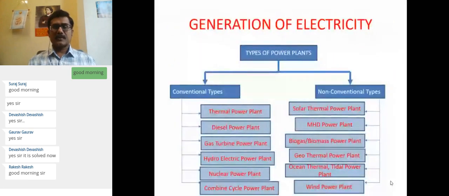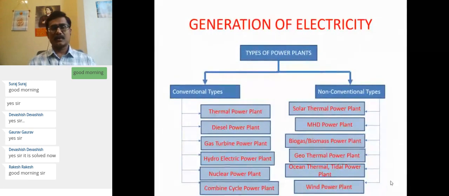Then we enlisted the different types of power plants which are available for the generation of electricity, and we also made one point to note that electricity is nothing but one of the cleanest forms of energy that is available for the end user or the consumer at the last end. So these were the types of power plant that we listed in the last lecture. Conventional types and the non-conventional types.